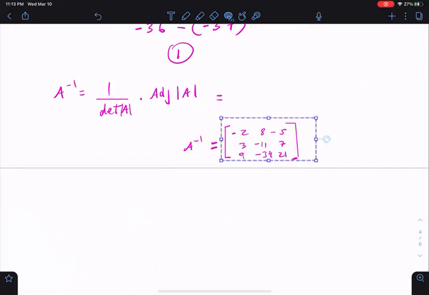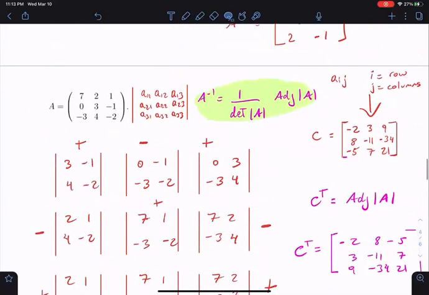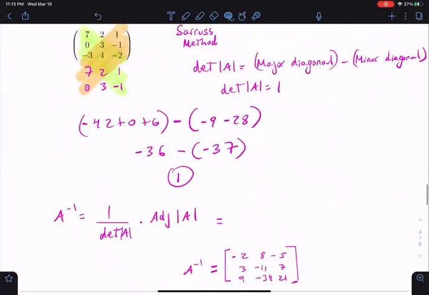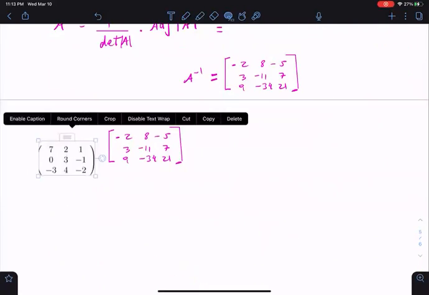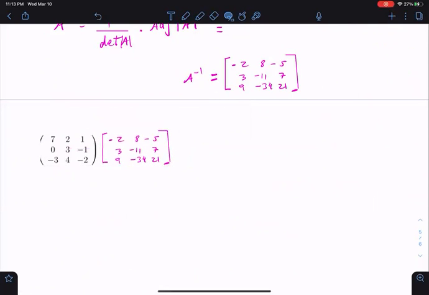So we have A inverse here, and I need to find A, the original matrix. So this is A. If I multiply them and they give me the identity, that means I did it right. If not, I made a mistake. So A times A inverse equals the identity, right? Let's see if this is true. 1 0 0, 0 1 0, 0 0 1.